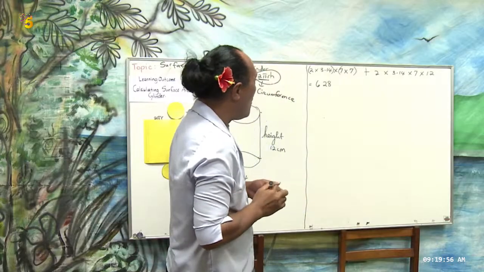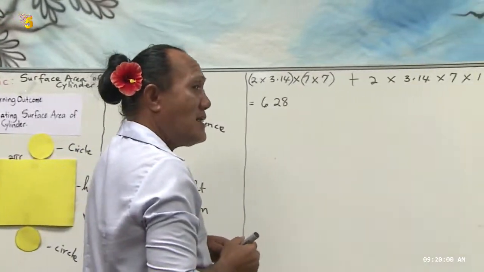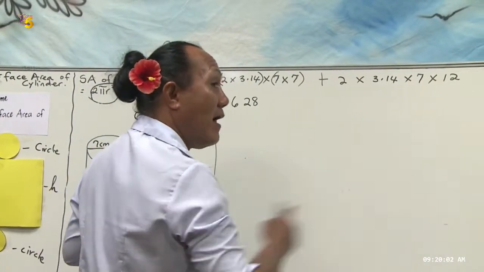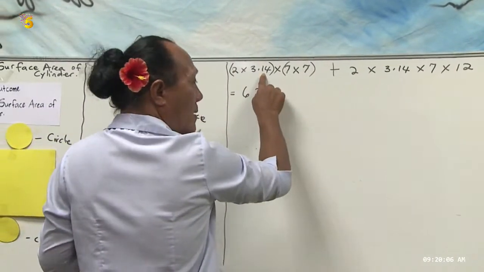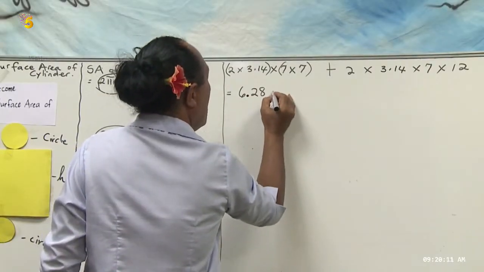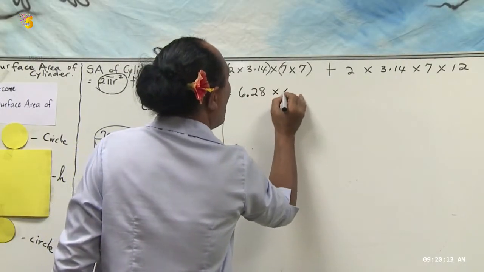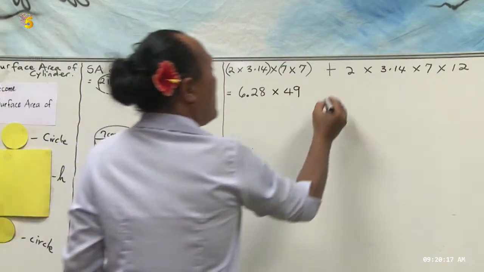How many decimal places are here? Okay, decimal places are the numbers at the back, at the right side of the point. So there are 2 numbers here. So we have 2 numbers here too. And then multiply by 49. 7 multiplied by 7 is 49.